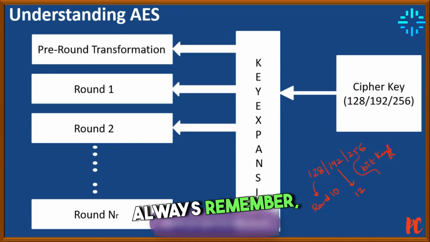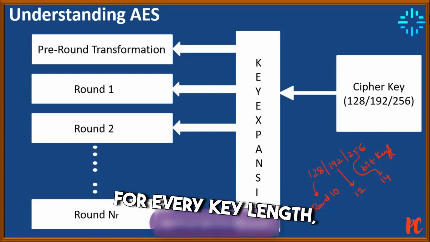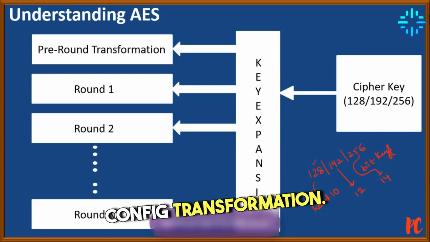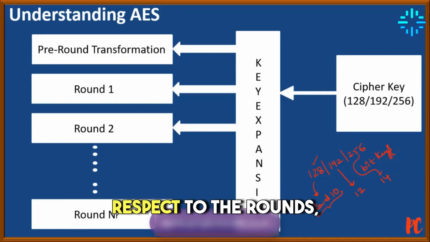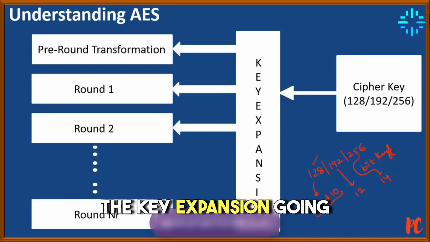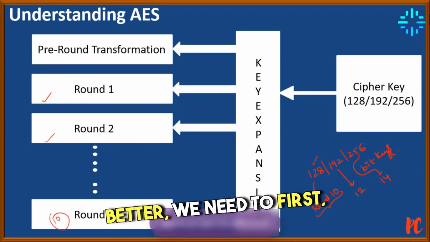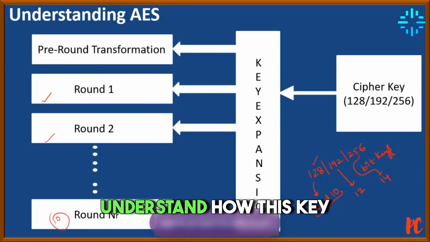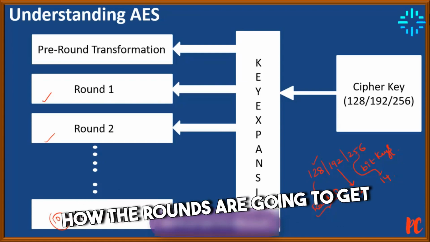Always remember, irrespective of the rounds, for every key length, we will have one pre-round transformation. This is the place where the key is going to get accumulated with respect to the rounds. And here is the process where the key expansion is going to get processed. So in order to understand this better, we need to first understand how the key expansion is going to happen, and second, how the rounds are going to happen.